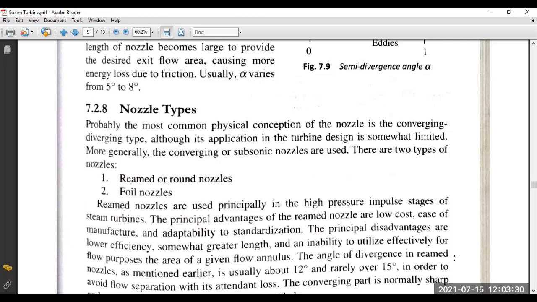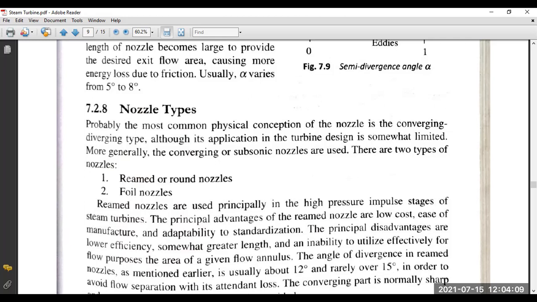Now, the principal disadvantage is that efficiency is comparatively lower. Means there is more heat due to friction created, and thus there is more heat loss from the stagnation to the outlet velocity. And the length must be made up to a certain greater length, because unless we have the helix up to a certain length, this will not create the necessary effect, and enable it to be utilized effectively for a given flow area.